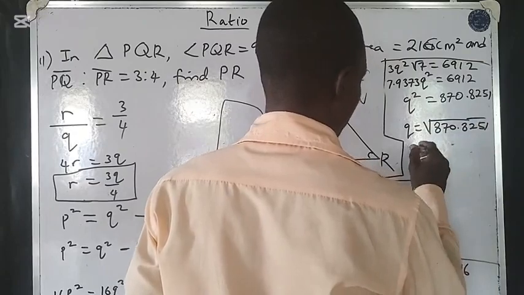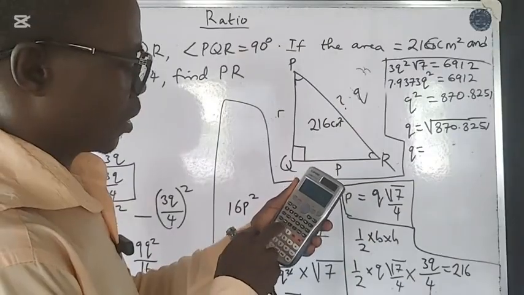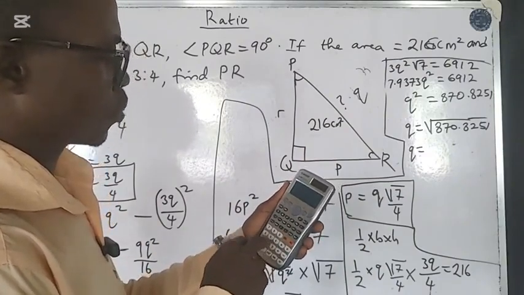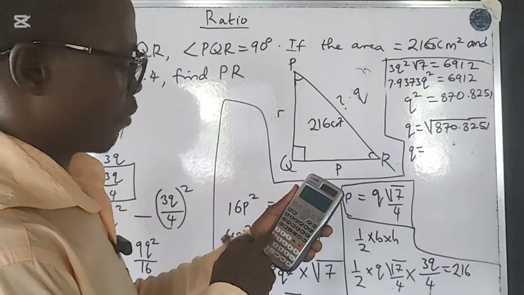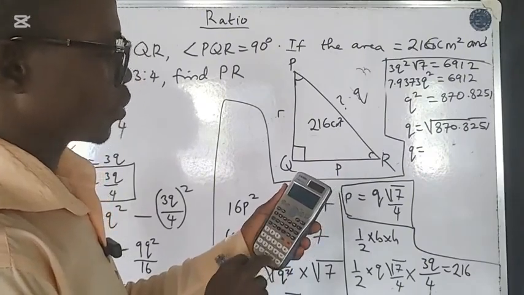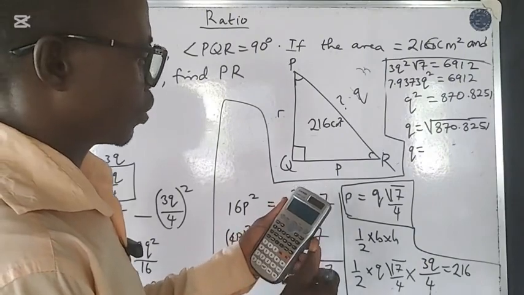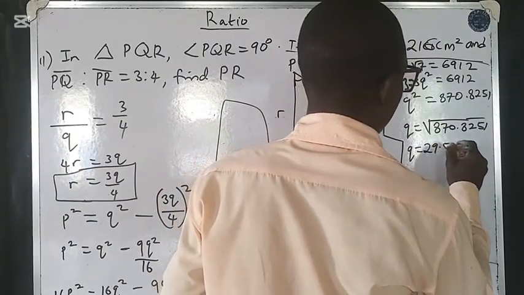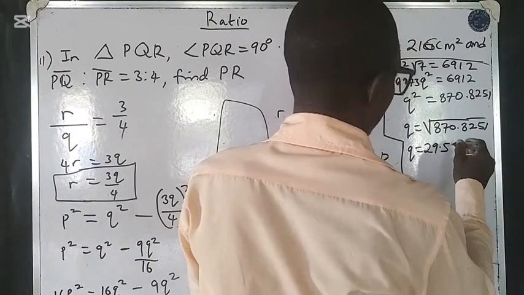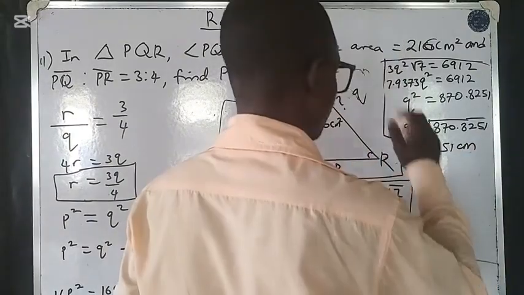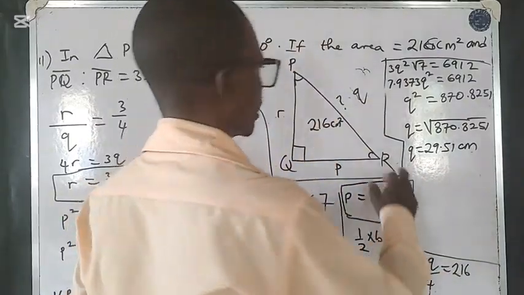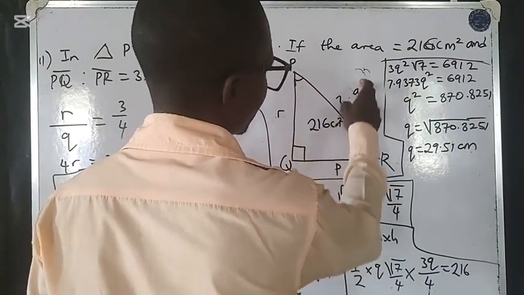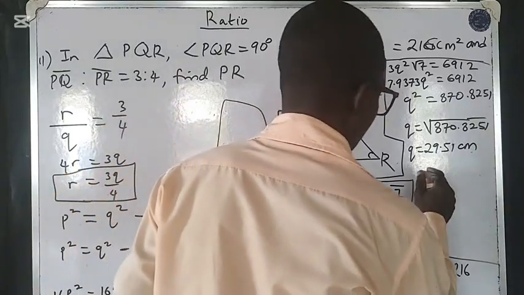$870.8251. If you find the square root, 870.8251 square root, we're going to have 29.50, 29.51 centimeter. So our PR, from the beginning we say PR is the same as Q. So therefore, let's write our statement.